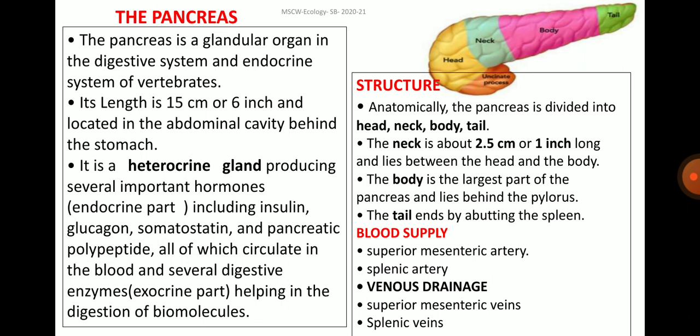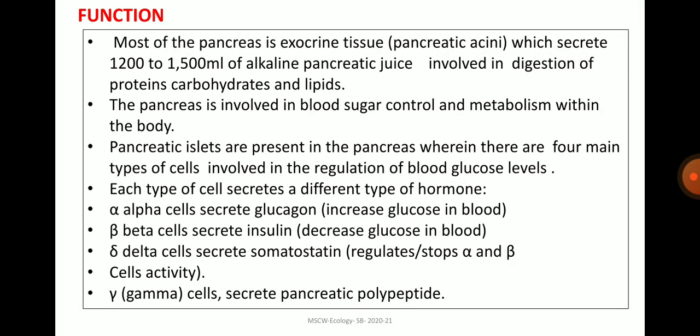So the blood supply to the pancreas is mentioned here. The two arteries, that is superior mesenteric artery and splenic artery, supply pure blood to the pancreas, while the superior mesenteric vein and splenic vein will bring back the deoxygenated blood from the pancreas. Now let us learn some functions of the pancreas.